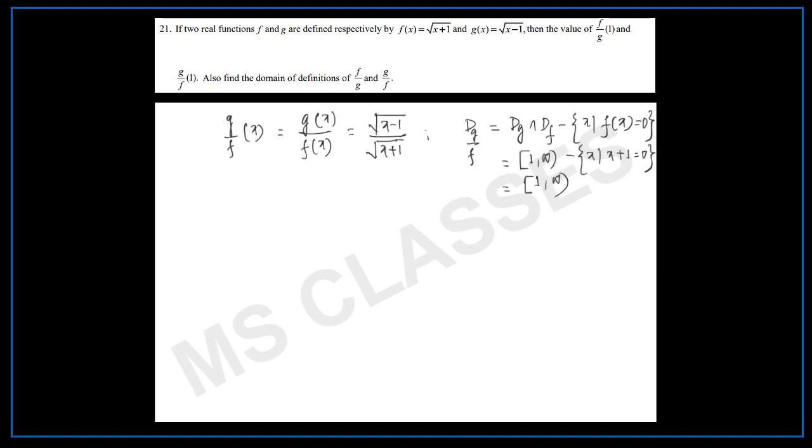Now the next part of the question asks us to find f by g of 1. It is not defined, as 1 does not belong to the domain of f by g. And g by f of 1 equals under root of 1 minus 1 by under root of 1 plus 1, that is 0. So that is the required answer.